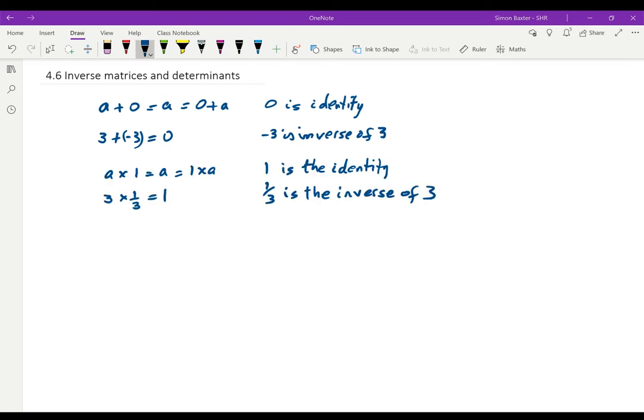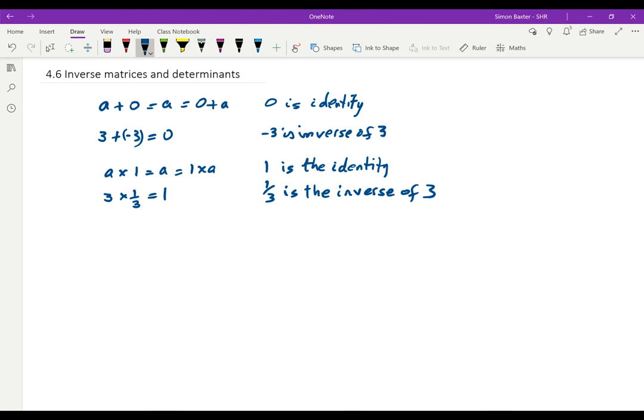The same idea is true when we multiply. If we take a times 1, that is a, which is the same as 1 times a. And in the same sort of way, we say that 1 is the identity. If we take the number 3, multiply by 1 over 3, we get back to 1. 1 is the identity, and we say that 1 over 3 is the inverse of 3.